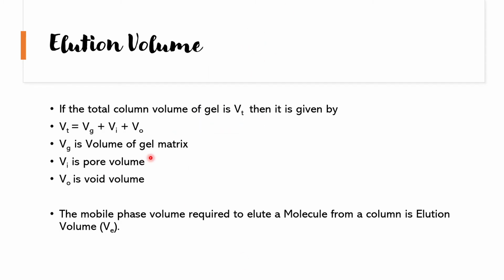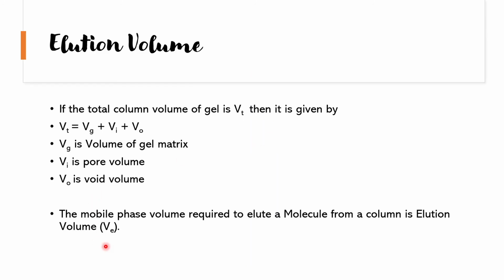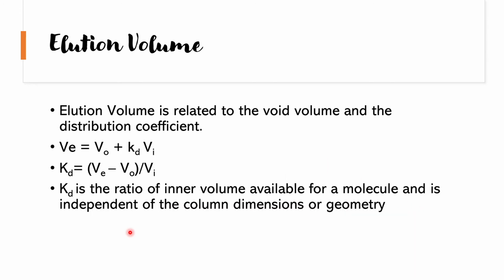Suppose the total column volume of the gel is Vt, so Vt is given by Vg plus Vi plus V0. Vg is the volume of the gel matrix or the bead, Vi is the pore volume, and V0 is the void volume. Here we see the gaps between two or three beads, which is called the void volume, and the pore inside the bead is the pore volume. The mobile phase volume required to elute a molecule from a column is the elution volume. How do we calculate it? Elution volume is related to the void volume and the distribution coefficient: Ve equals V0 plus Kd into Vi.